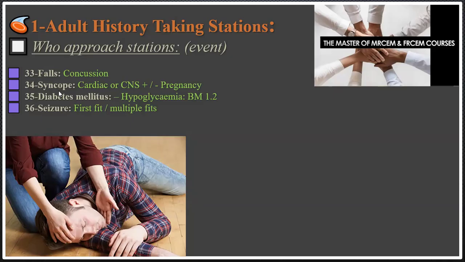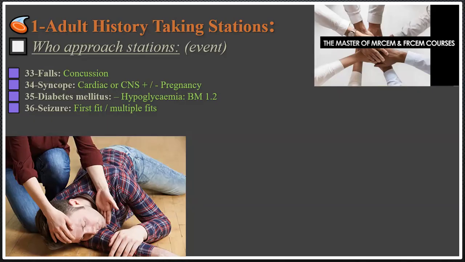It could be a heart problem, it could be a brain problem, it could be pregnancy. How to know it's a heart problem if the patient lost consciousness for a few seconds, is it heart or brain, guys? Heart. So any patient who lost consciousness for a few seconds and now is normal.